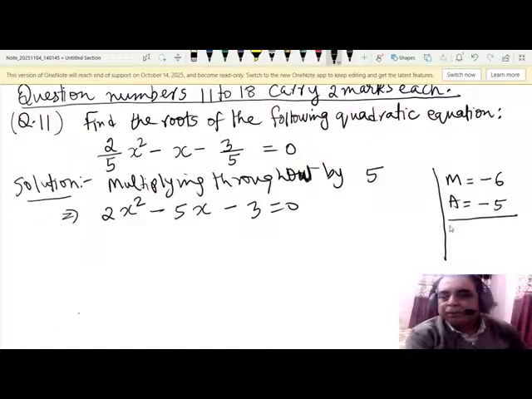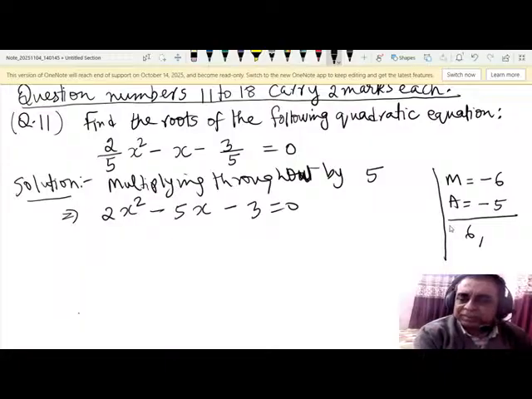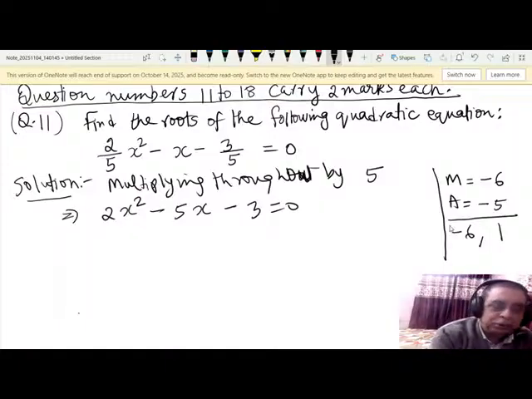Now you will try to find two numbers whose product is minus 6 and whose sum is minus 5. So these numbers are minus 6 and plus 1. Check it. Multiply minus 6 and 1, we get minus 6, which is satisfied. Add them: minus 6 plus 1 gives us minus 5. So both the conditions are satisfied.